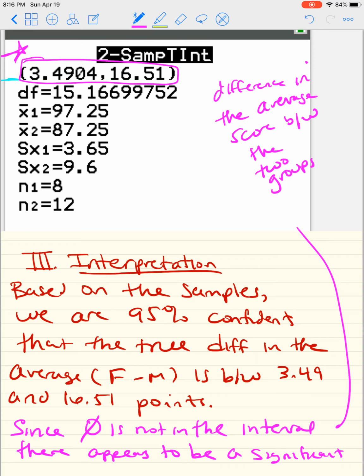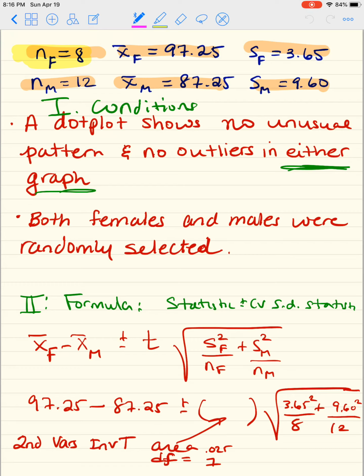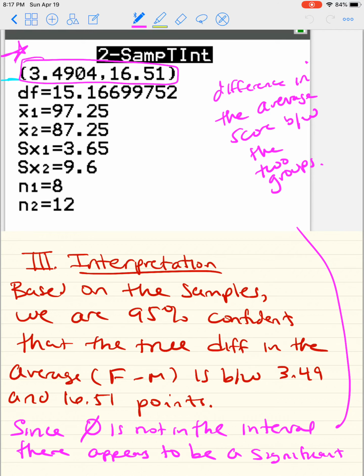So that's how you do a two-sample t interval for averages, the confidence interval. So step 1 will always be the conditions. Just show it for both, for either graph and for both. Step 2 is the formula. Please use your formula sheets. And remember how to find this t number: second, vars, inverse t, and you put the area there. Degrees of freedom is going to be n minus 1. And then step 3, after you put all this stuff in, you just interpret this number.